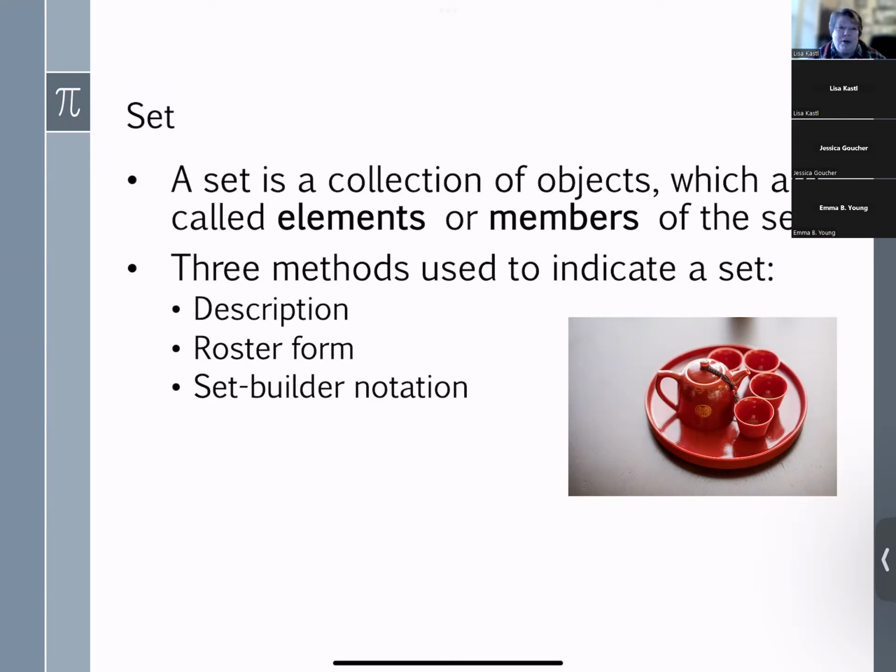Now, set builder notation, it's really not practical for this particular set. So we'll talk about that in a minute. We'll leave that behind. But that's another way. It's a truly, purely mathematical way of describing your set.